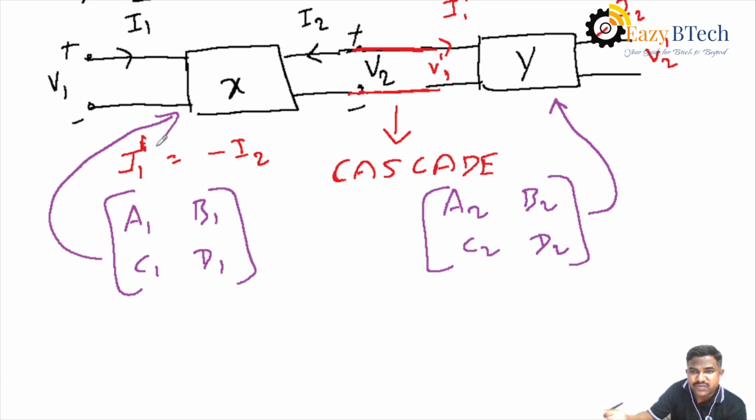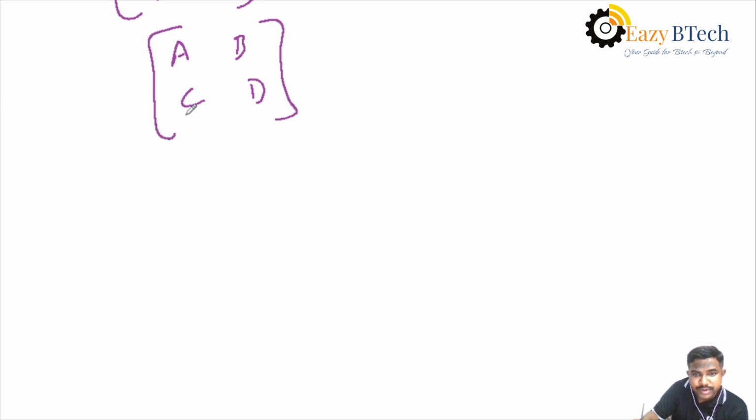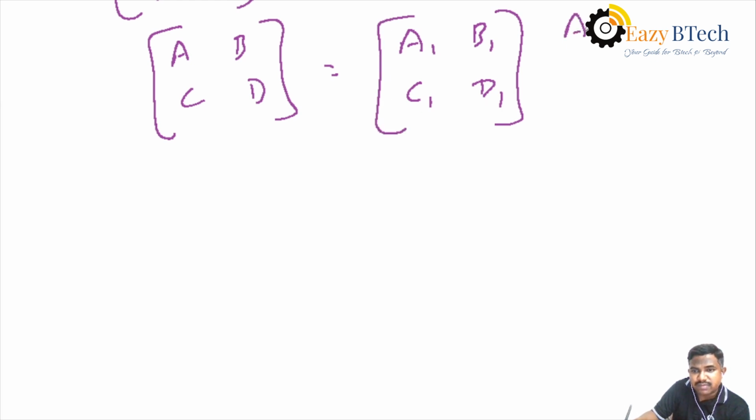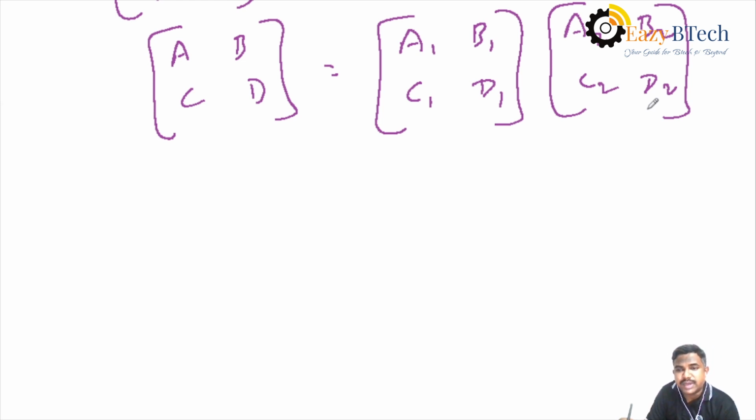Then for the complete network after joining in cascade connection, how do we find the ABCD parameters after finding the separate parameters? The complete ABCD parameters of the total interconnected two-port network is nothing but the multiplication of the individual ABCD parameters of both networks. That is, the matrix A1, B1, C1, D1 multiplied by A2, B2, C2 and D2. Then you get the complete interconnected network ABCD parameters. This is called the cascade connection.